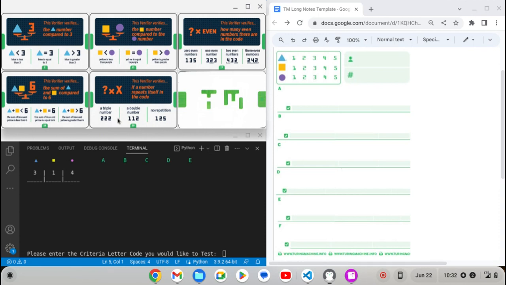Remember, our objective today is to find the unique 3-digit code that abides by all the criteria cards we just discussed. We're going to start off with our initial proposal of 3, 1, 4. The first thing I want to find out is how many evens there are, so I'm going to test criteria card C. Okay, so the Turing Machine does not approve of my proposal. Notice that in my proposal of 3, 1, 4, I've got 2 odds to 1 even. It does not agree with that.